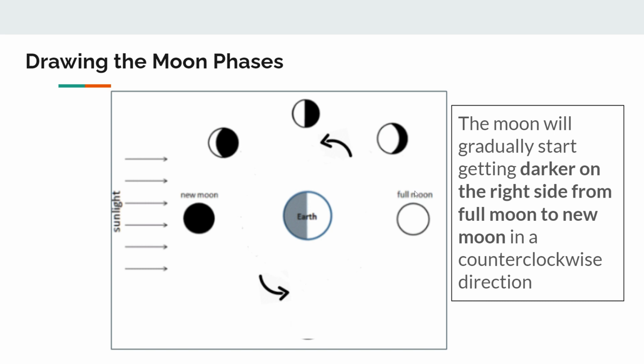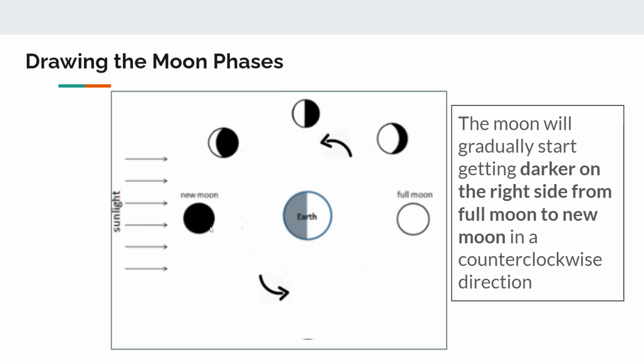From the full moon to the new moon, the moon will start to get darker on the right side. If the full moon is completely lit up, we know that the full moon has to get darker to become a new moon, and it's going to get darker on the right side. So over here, it's going to get a little dark on the right side, and then over here, it's going to get half dark on the right side. Over here, it's going to get mostly dark on the right side, and then we have the new moon. Now we made a whole half of the moon's phases. What about the other half?